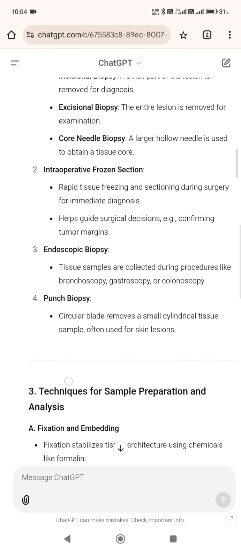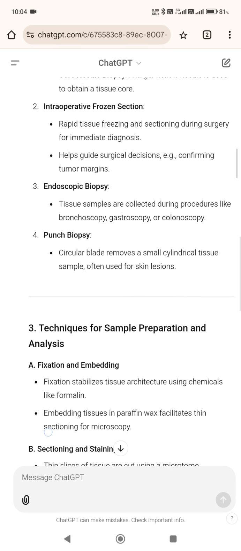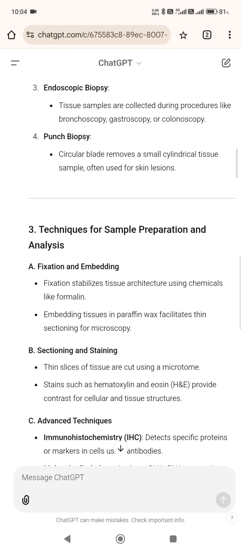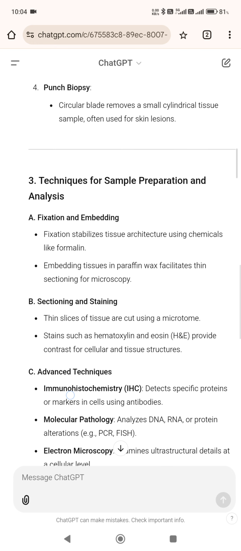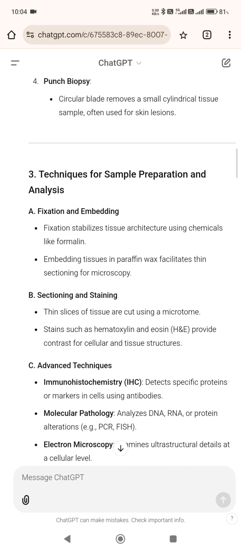Helps guide surgical decisions, e.g., confirming tumor margins. 3. Endoscopic biopsy. Tissue samples are collected during procedures like bronchoscopy, gastroscopy, or colonoscopy. 4. Punch biopsy. Circular blade removes a small cylindrical tissue sample, often used for skin lesions.